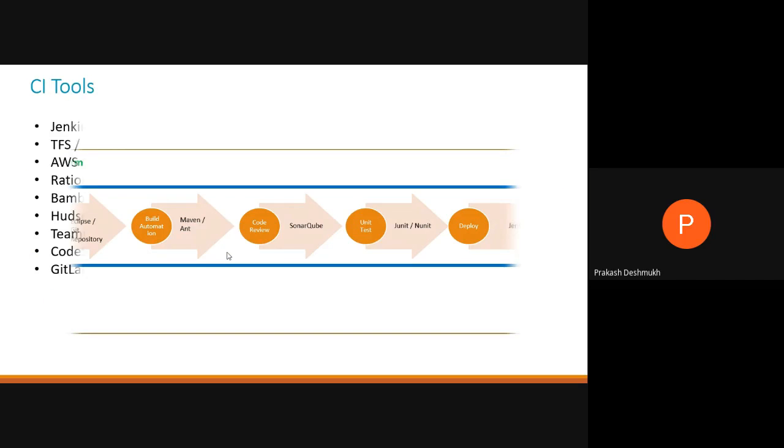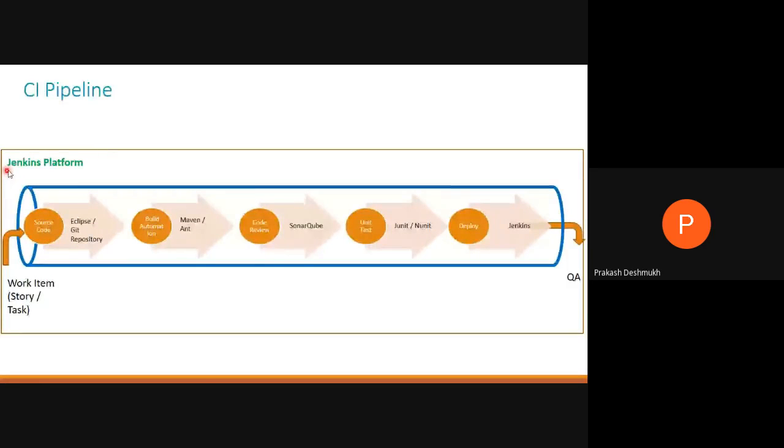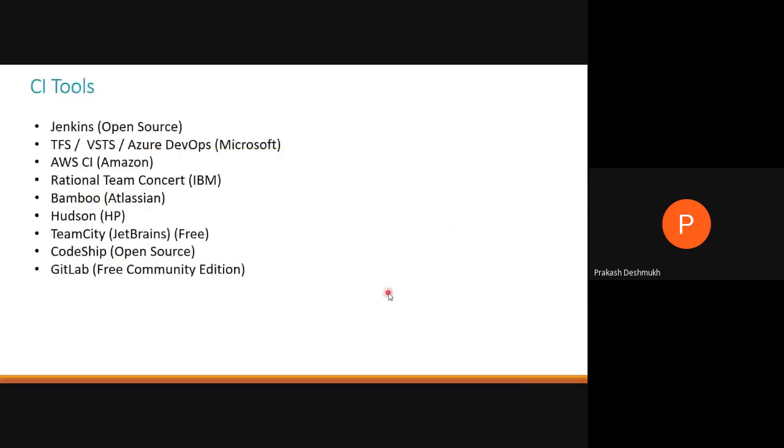And this all is using Jenkins platform. So Jenkins has integration with all these tools. So what are different CI tools? Jenkins, very popular. It's open source and used across many good clients. So there's big clients also.